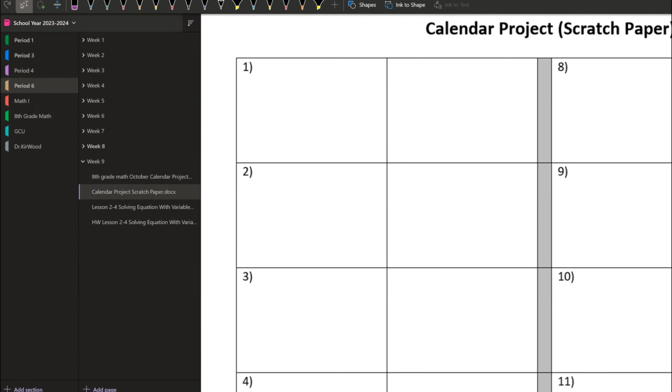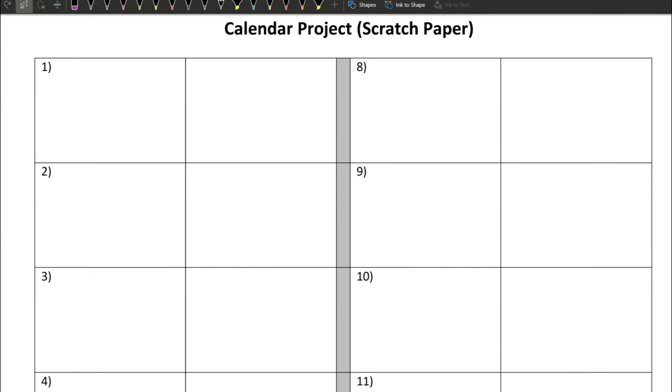Alright, now we're going to go to the scratch paper. Most of your work is going to be on scratch paper, and then we transfer it to the calendar. So the numbers 1, 2, 3, 4 match the date. This is the date, and this is where you do your scratch work. This will be transferred into the calendar. Not the first column, the second column. Whatever you work on in the second column is what you're going to write on the calendar.